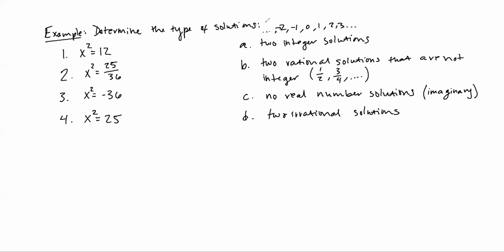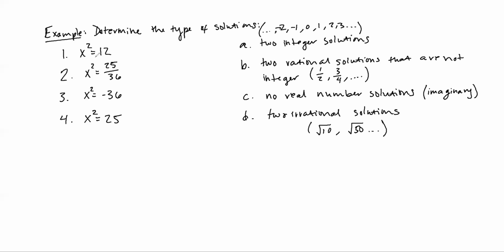Let me put these guys in parentheses. And then irrational is something that when you take the square root of a number that is not a perfect square. So something like the square root of 10, the square root of 50, something that's not a perfect square. So let's go ahead and look at these.